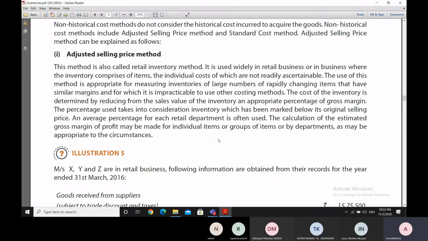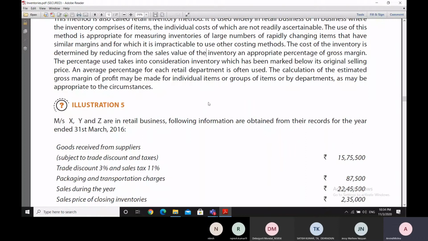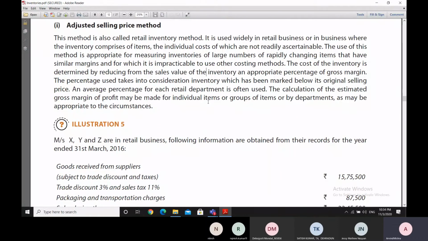So here what is happening is that we are not bothering about the cost of the item when it was purchased. We are not bothered about historical cost. All we are bothered about is that we have to get the current inventory and we know the sale value. So we'll reduce from the sale value a gross margin either for that particular item or for the group to which that item belongs or to the department to which the item belongs. Now let us take an illustration for the adjusted selling price method. Basically, we are adjusting the selling price by the gross margin to bring it to the cost price.